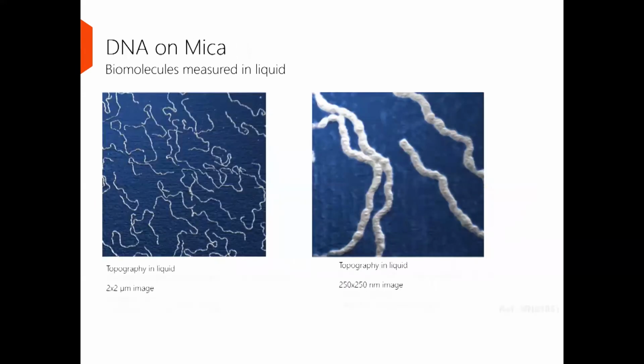I mentioned DNA. Here's an example of measuring DNA on mica. We took DNA and deposited it on mica. It's fixed to the surface just ionically, based on the charge of the ions in solution. And we can image at a lower magnification. We can also zoom in, and we can start looking at things like verifying it is DNA. We can look at the minor and major grooves. And this is a relatively straightforward experiment to do.